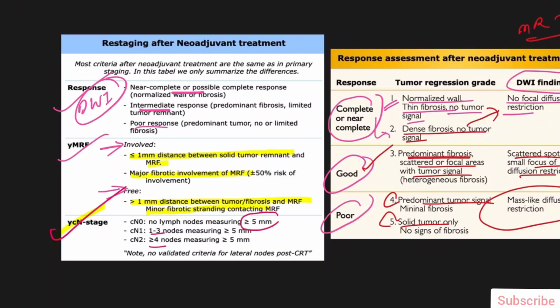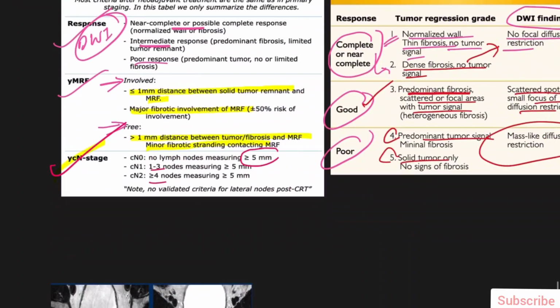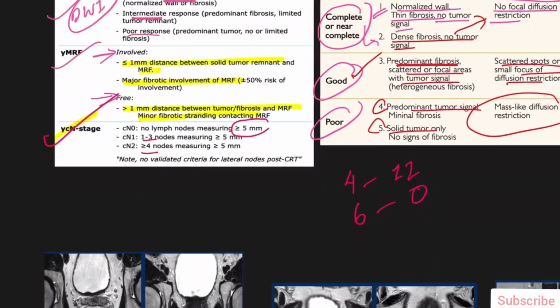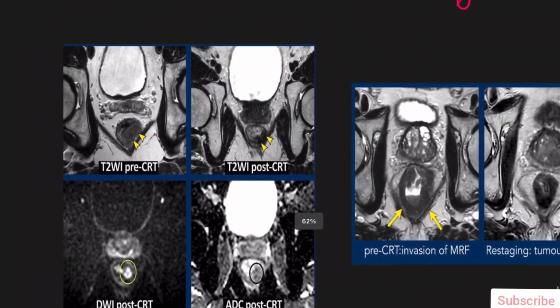For the lateral group of lymph nodes, there is no validated criteria, but still, if you ask me, it's 4 mm for the internal iliac group of lymph nodes, and the size criteria is 6 mm for the obturator group of lymph nodes. Okay, so let's see these images.